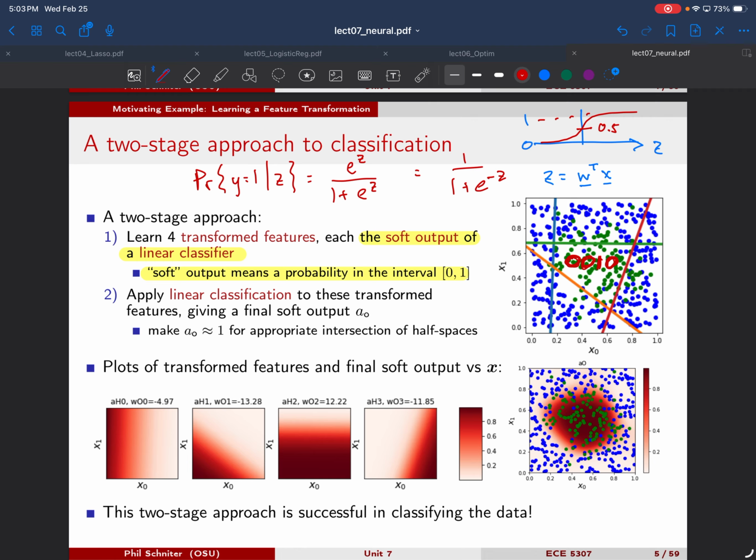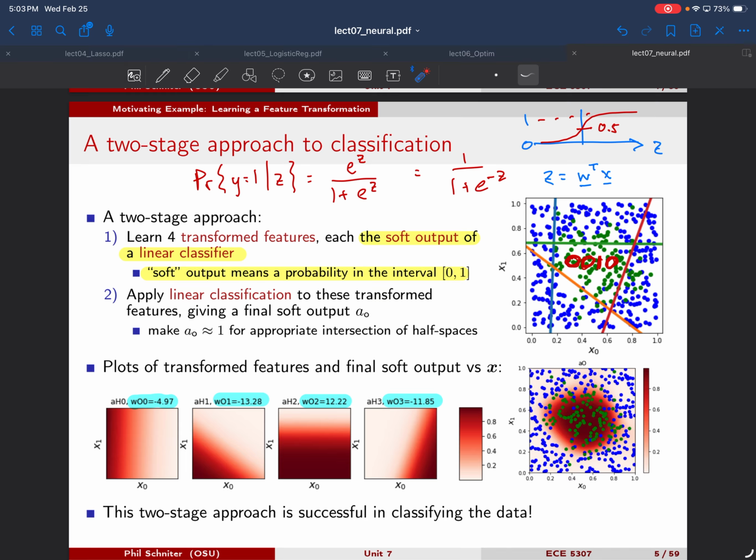And then when you look at the actual weights that were learned, those are also printed up here: -5, -13, +12, and -12. And you can see that the signs here are always going to align. So whenever you have a 0 here, you're going to have a negative sign. Whenever you have a 1 here, you're going to have a positive sign. So these weights that it learned were consistent or aligned with that pattern.